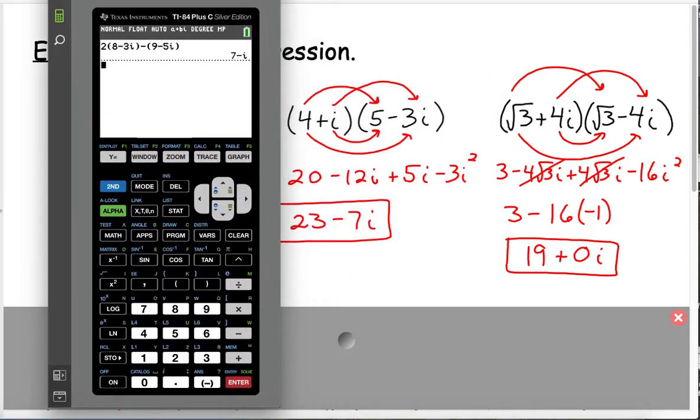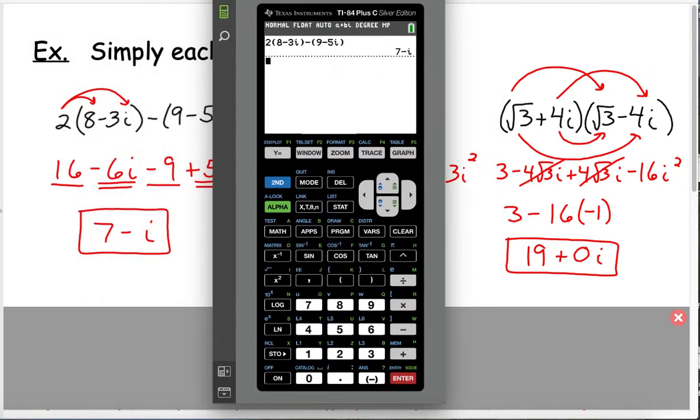Well, that was a lot easier. Let's try the third example. Parenthesis. This will really test it. The square root of 3, get outside the square root, plus 4i. Close that off, open up a new set of parentheses. Square root of 3 minus 4i. And boom, 19.